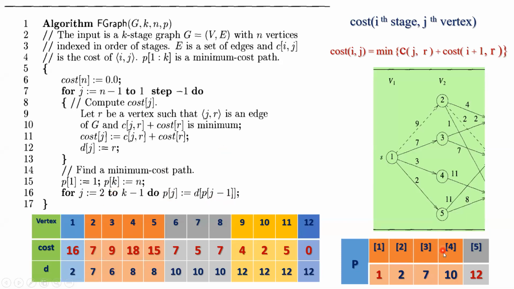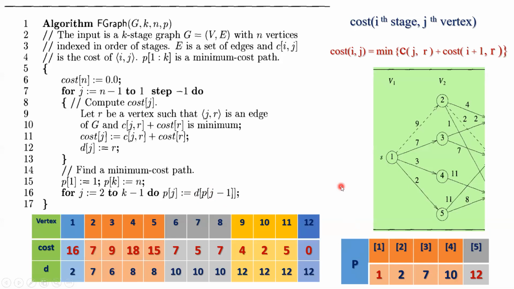4 means I am writing this value. 4 minus 1 is 3. What is P of 3? P of 3 is 7. After calculating this, d of 7 I have to calculate. d of 7 is 10. I am picking it and writing this. Now I have completed this path table.